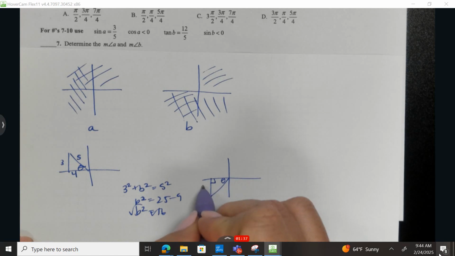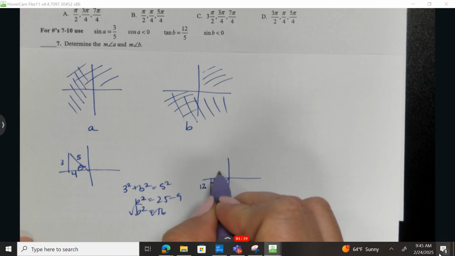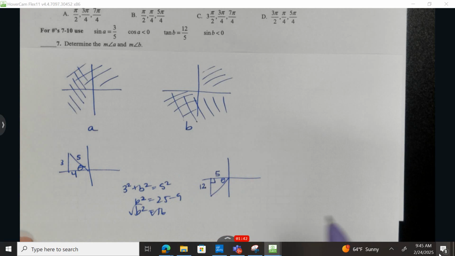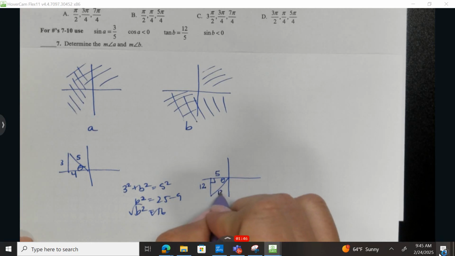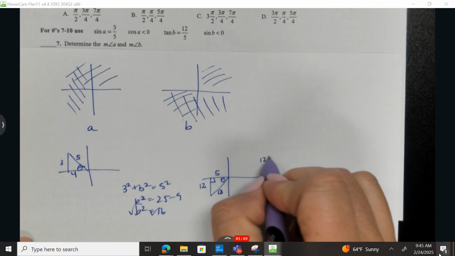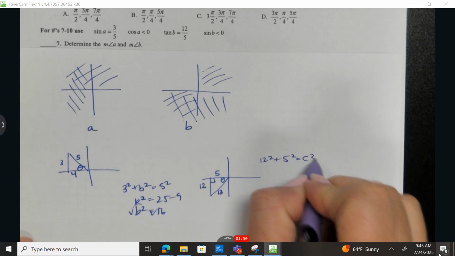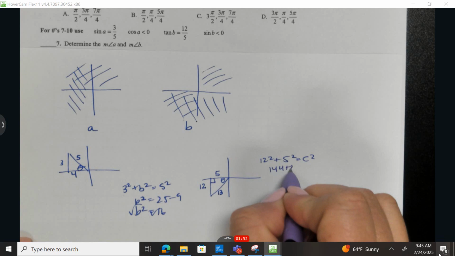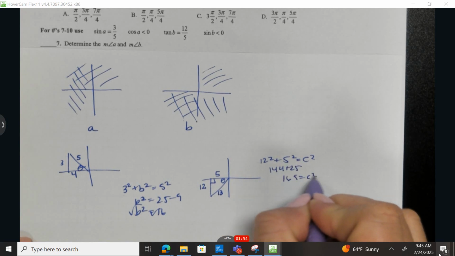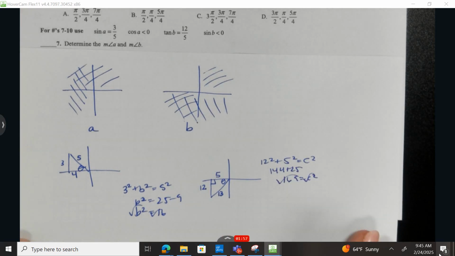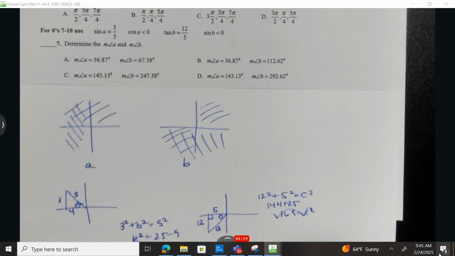Tangent is going to be opposite over adjacent. Again, this is a famous or very well-known Pythagorean triplet. I know this is 13, but you could use a squared plus b squared equals c squared. 144 plus 25 is 169. That's how we come up with the 13. How do we answer number 7?